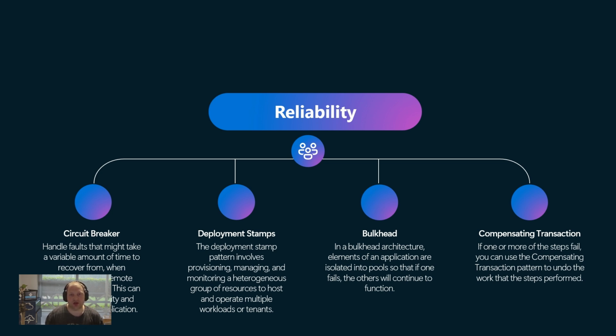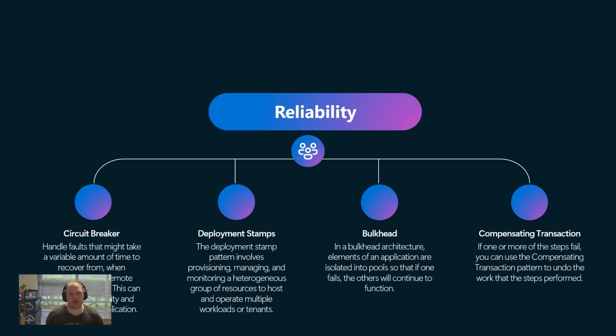So, an essential aspect of modern architecture design is reliability. Ensuring your applications are reliable is paramount in delivering a seamless and dependable user experience. To achieve this, we employ several robust patterns and practices, each of which plays a crucial role in maintaining the stability and resiliency of our applications. So, let's dive into these key reliability patterns.